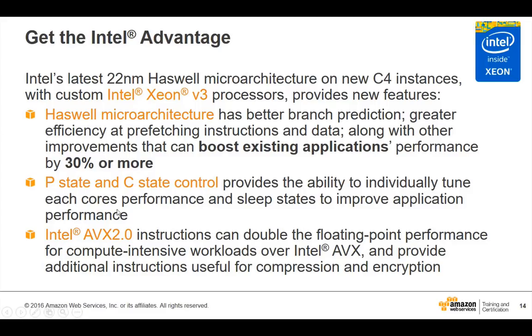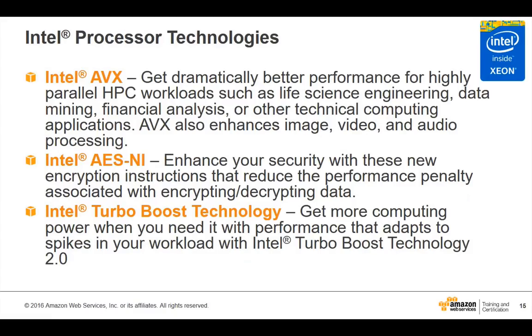Okay, so as you can see here, we have different types of architecture. We have the Haswell microarchitecture, which is going to boost your applications by 30% or more, P-state control, and Intel AVX2 for handling floating point and compute-intensive workloads. If you're dealing with maybe handshaking, SSL encryption, and this kind of thing, you might want to use this type of processor. Or you might want to use Turbo Boost technology to boost the performance, and it adapts to spikes in your workload if you have a very spiky workload. And in some cases, if you're doing high performance computing, you might want to use AVX, which also enhances video, audio, and images. So as you can see, there are different types of processor that these guys create that do certain things really, really well.